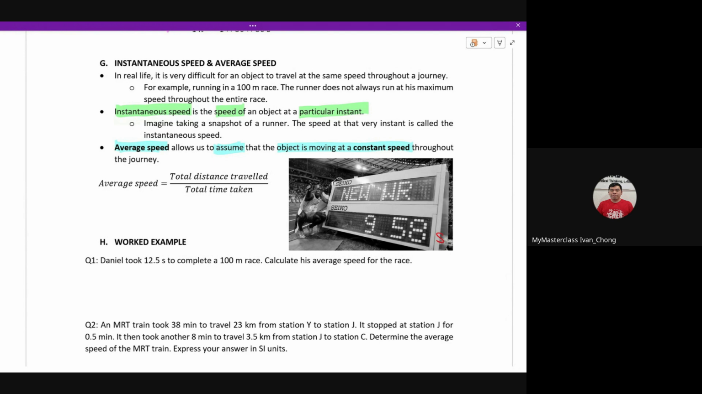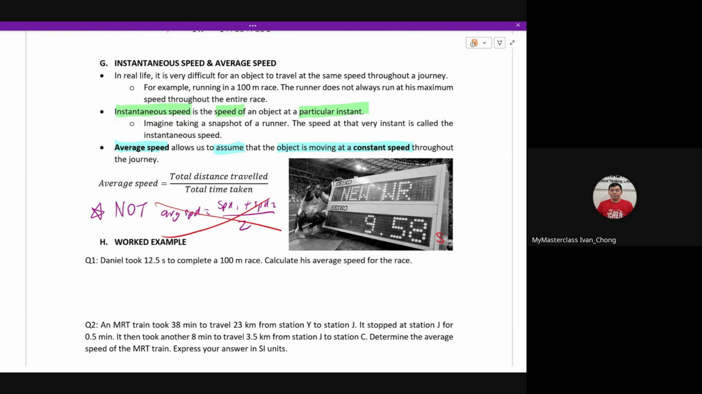Okay, and I want you to take note. It is not average speed. Please don't write speed 1 plus speed 2, divided by 2. This is wrong. Please don't do that. This is totally wrong. Don't use this. If you use this, straight away 0.